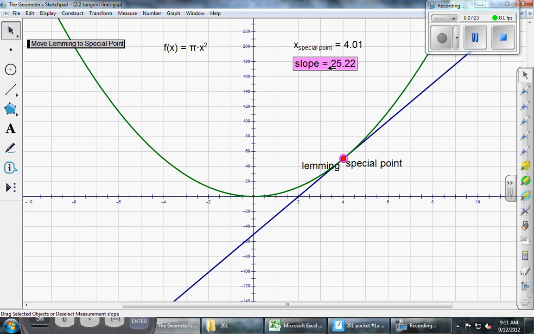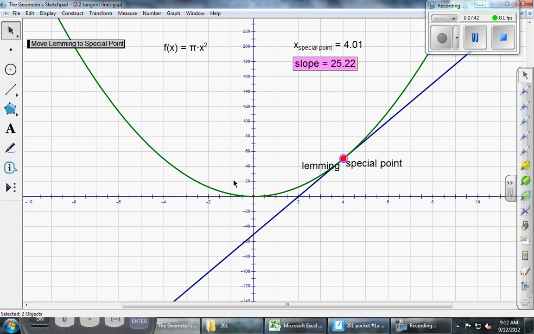The slope at this moment is about 25. What was the other one? 12.6? Okay, so you can see that it has changed quite a bit. And at that one moment in time, the population is changing by 25 people per year, only for an instant. If you wait like a minute later or a second later, that number will go up a little bit.